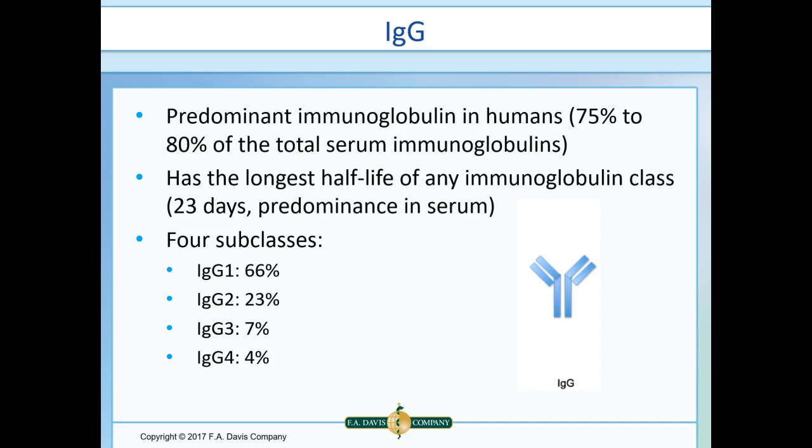The first one we're going to talk about is IgG. This is the predominant immunoglobulin in humans. It's 75 to 80% of the total serum immunoglobulins. It's got the longest half-life, so it lives quite a long time. And there's 4 subclasses, 1 through 4. You can see number 1 is in the highest prevalence.